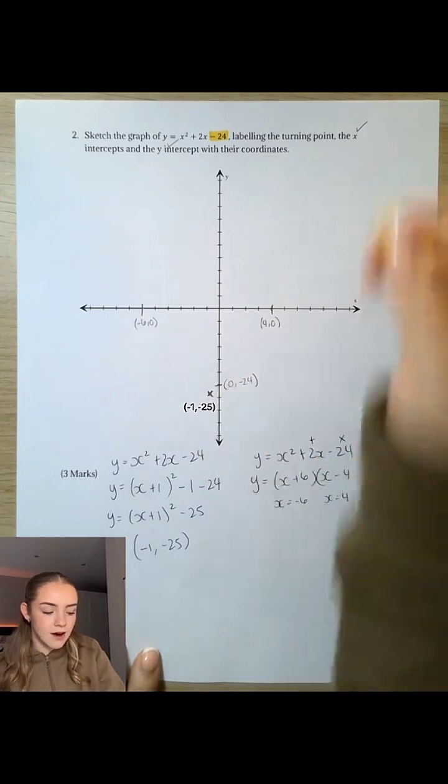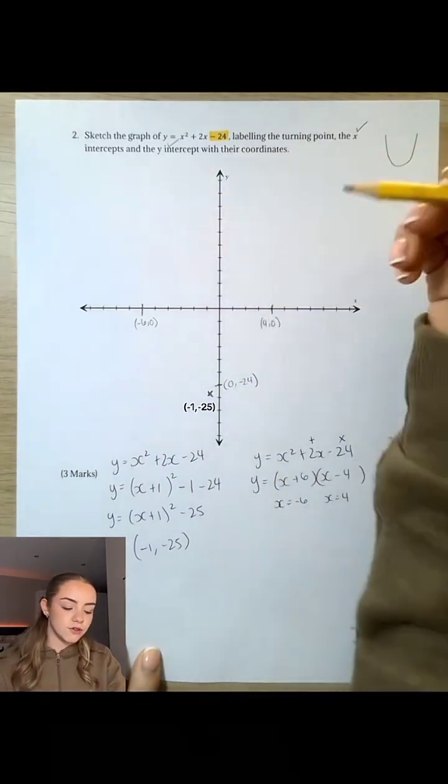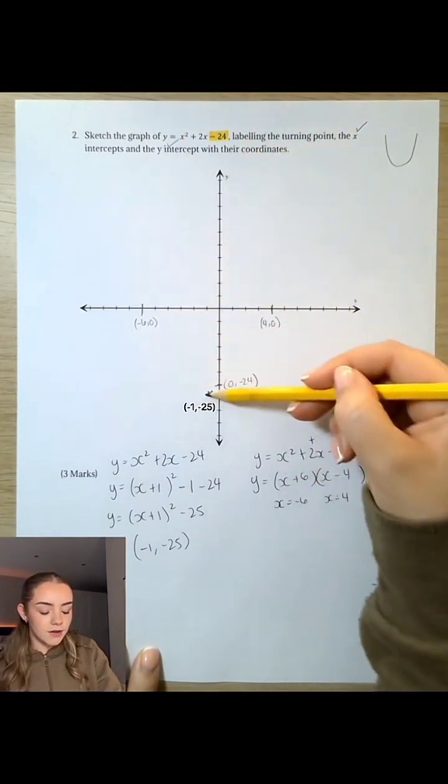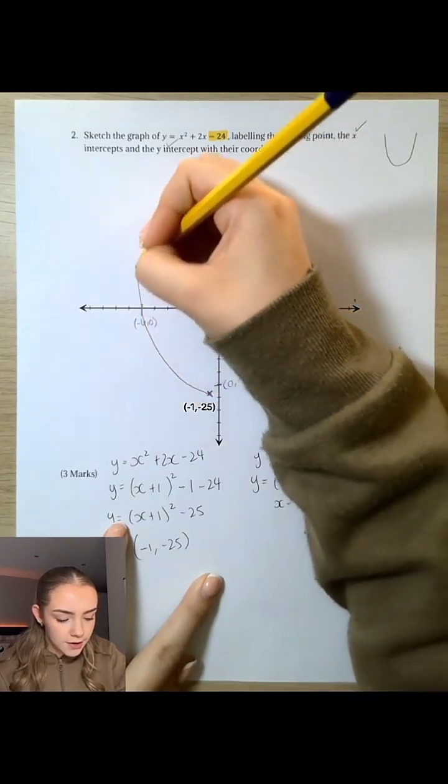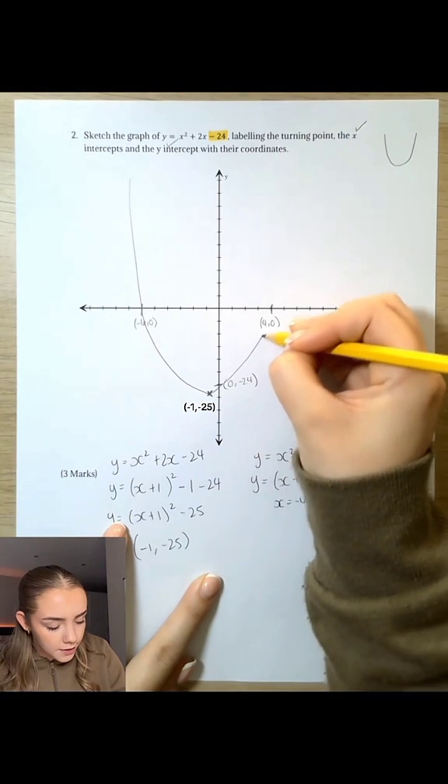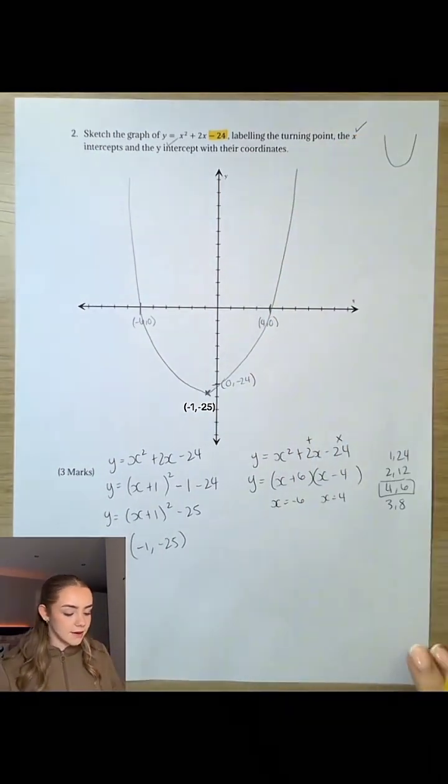And we know that a quadratic graph is always a U-shape. So we want to draw a smooth U-shape that goes through all of these points, through our turning point, and then comes back up. So I'm going to start from the turning point and come up this side. And then come back through this way. And there we go. There is our sketch of our graph.